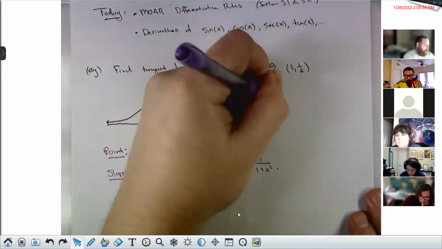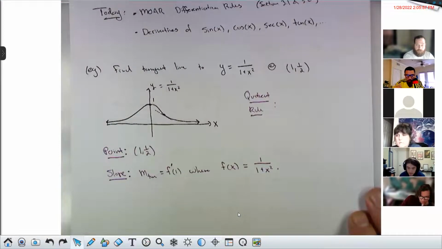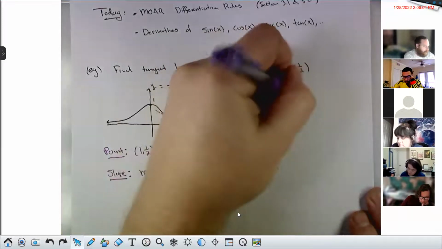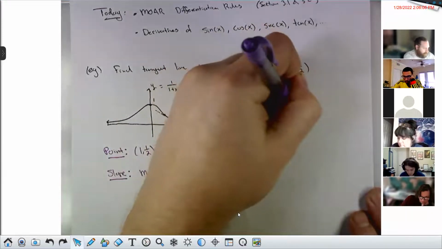Some people like to write these in terms of the variables u and v rather than f and g, because so often we use f to describe the function we're working with, it can be a little bit confusing. So let me go ahead and give you that.